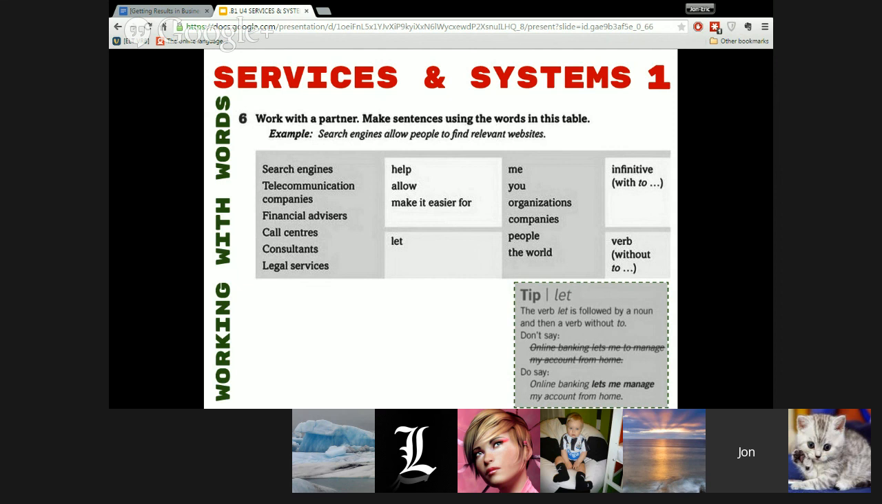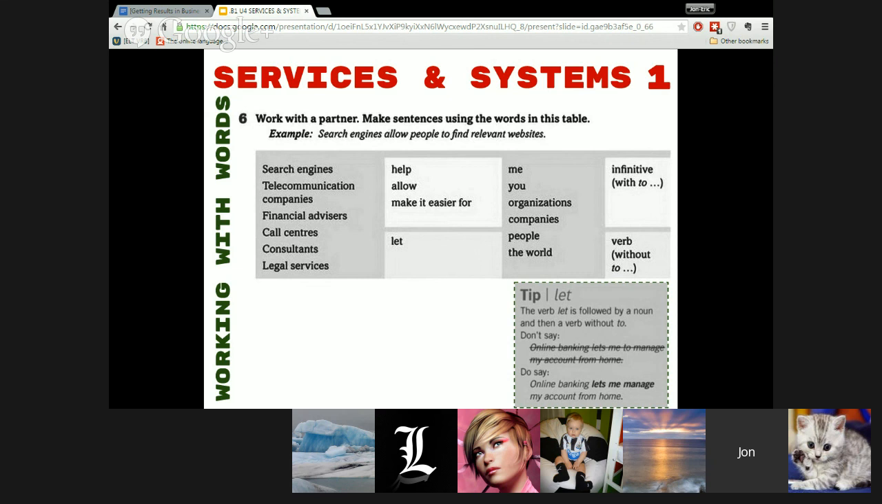Legal services let me make decisions. Yes. I don't know if they let you make decisions. They don't let you. They're not giving you permission. So you see, I'm giving you a challenging one for that reason, because it's a little different. They don't let you make decisions. Or allow me make decisions. I know, but I don't want you to use allow. I want you to use let. I can't use allow. Okay.